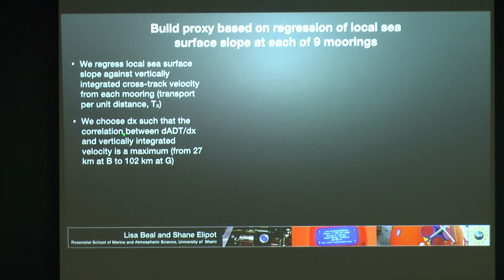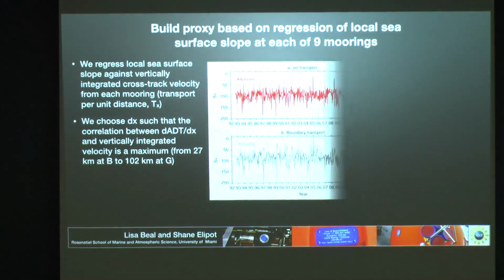In doing that, we chose dx. How do you choose over what dimension you calculate slope? So we actually use the mathematics to find what the maximum correlation, trying a bunch of different dx's, is between the sea surface slope and the in situ vertically integrated velocity. And we backed out then what dx should be. And basically it varies from about 27 kilometers closest to the coast to 100 kilometers farthest offshore. So that makes sense. We would expect the physical scales of the flow to be growing as we go offshore.